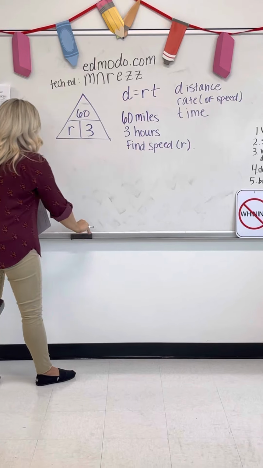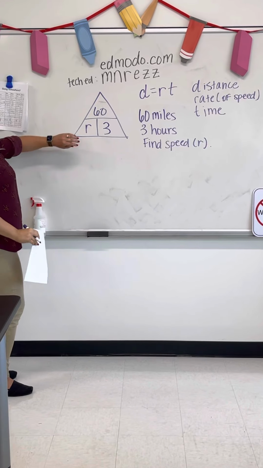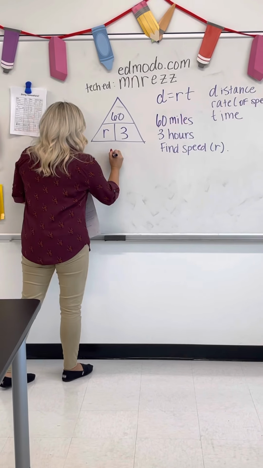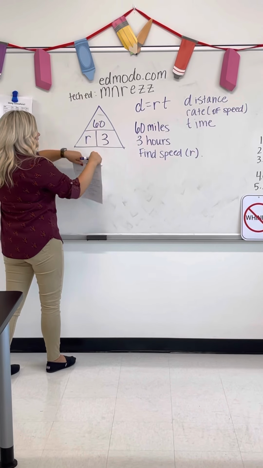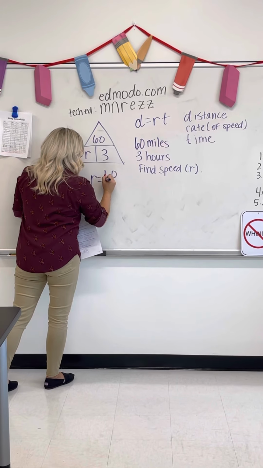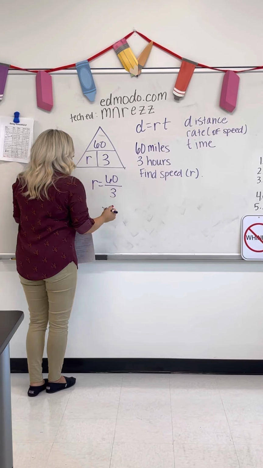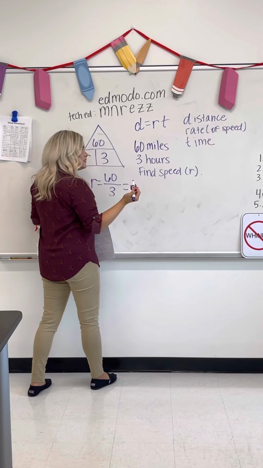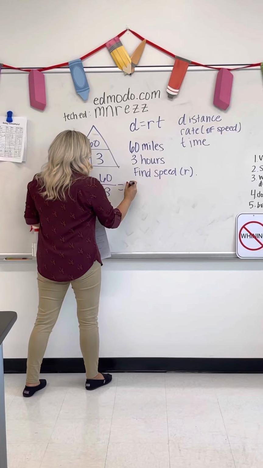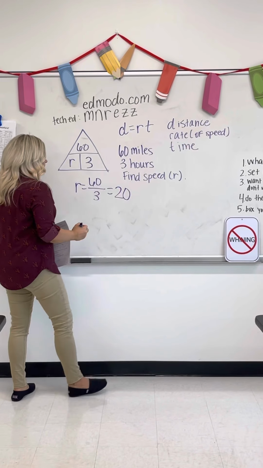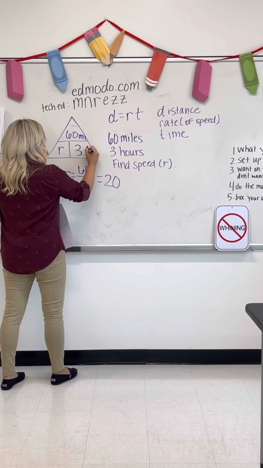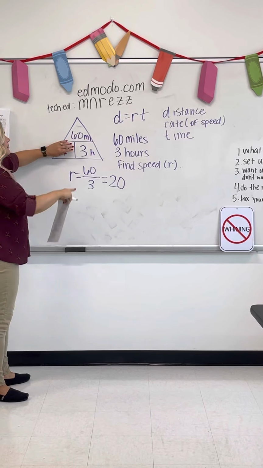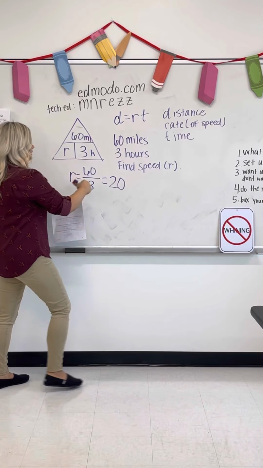And we're left with this formula. So we're going to cover up the R, and we're going to say R equals 60 over 3. 60 over 3. And that is going to be equal, you can use a calculator or do it in your head, to 20. And then this was miles, and this was hours, so it's going to be miles per hour.